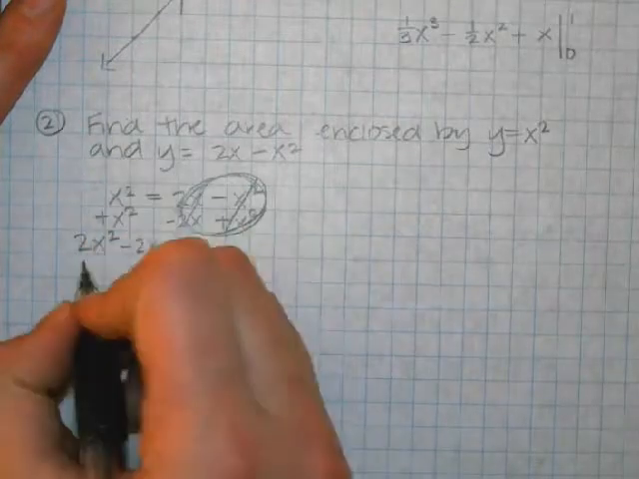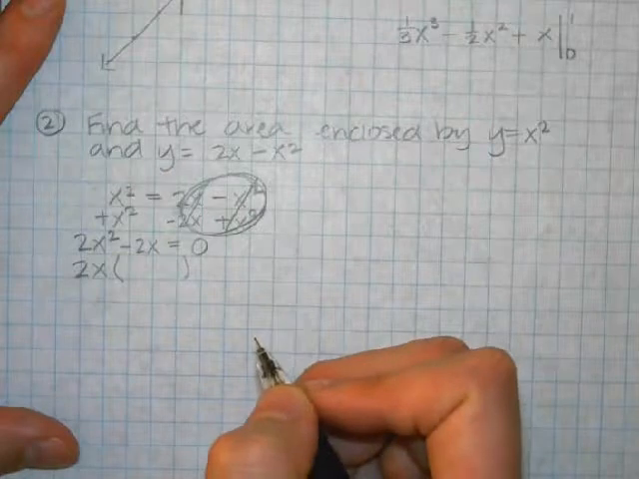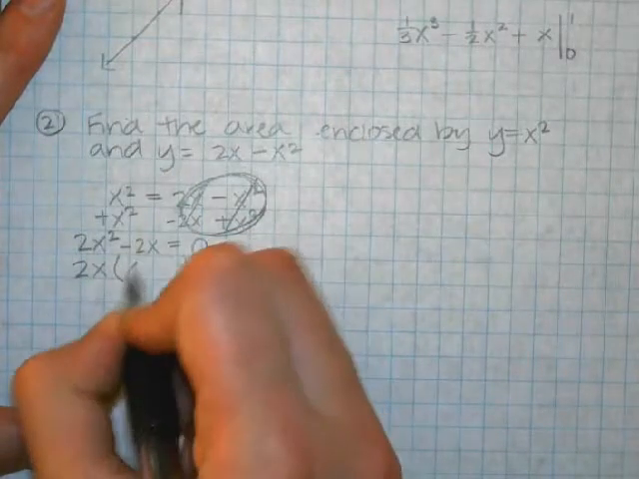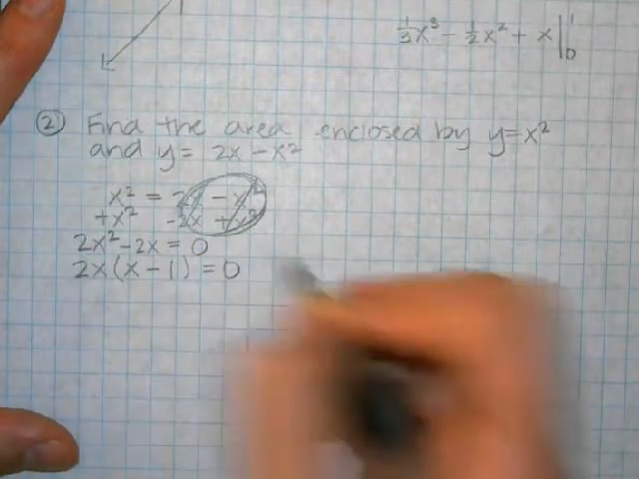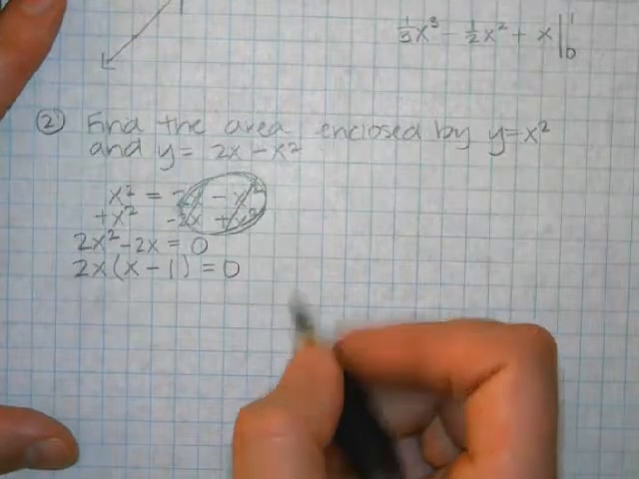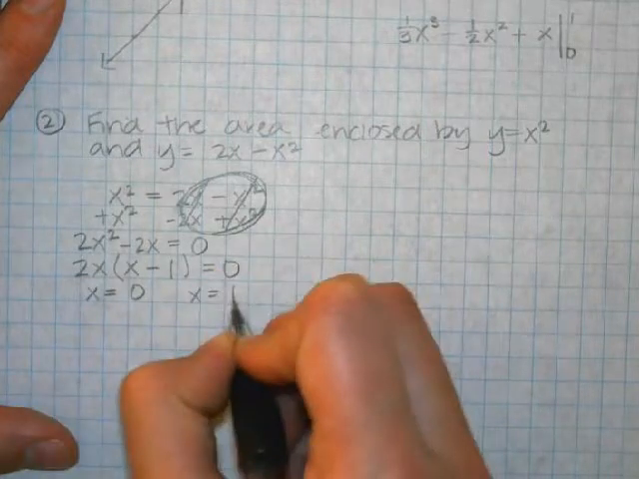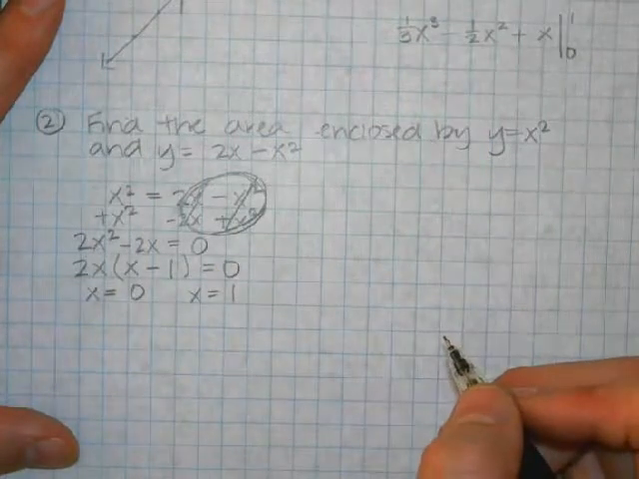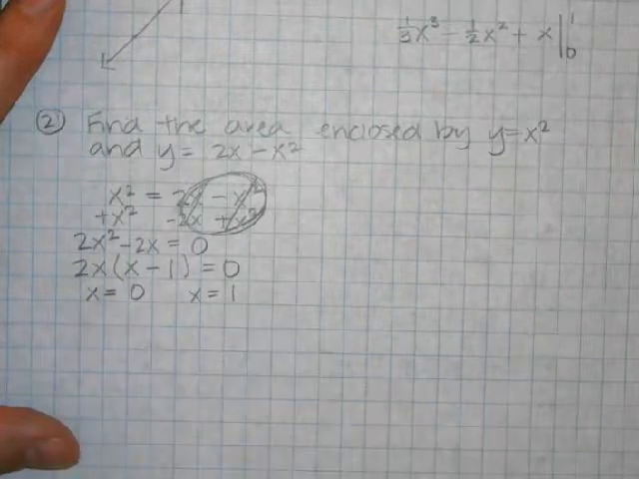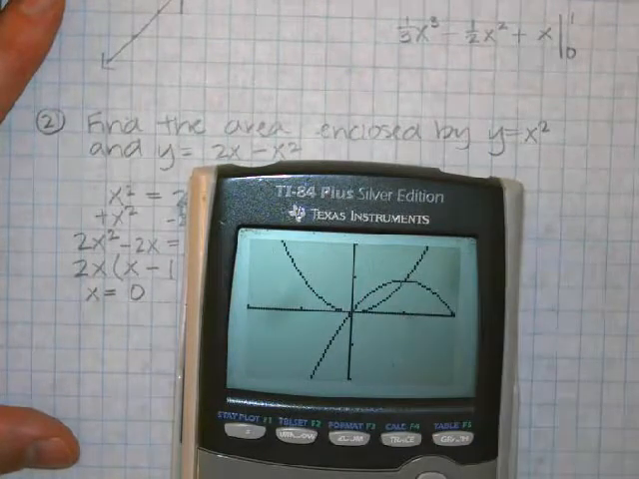Take out a 2x. You have a GCF of 2, and you also have a GCF of x. So 2x, and then what's left over? x minus 1. You guys are talking like a Math 1 class right now. So we have x equals 0, x equals 1. So when we do our integral, we're going to say this is evaluated from 0 to 1, because those were the x values that are on either side of that enclosed area.